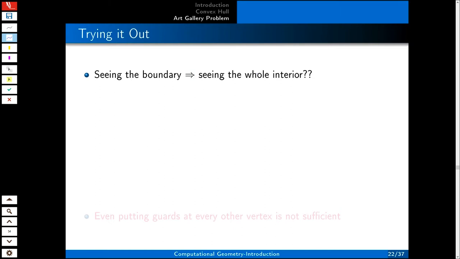Let's ask a different question. Suppose I have a set of guards which sees the whole of the boundary of the polygon. Trying to simplify the problem. Does it imply that they will see the whole interior of the polygon? It completely sees the boundary of the polygon. Does it definitely see the interior? How many believe it's yes? Almost all, right?